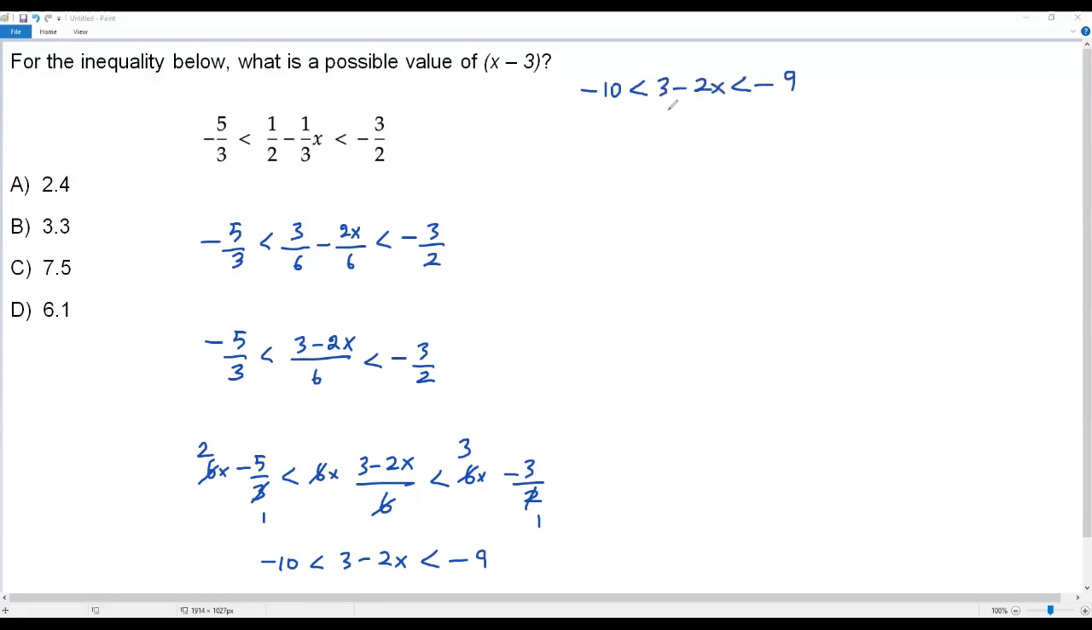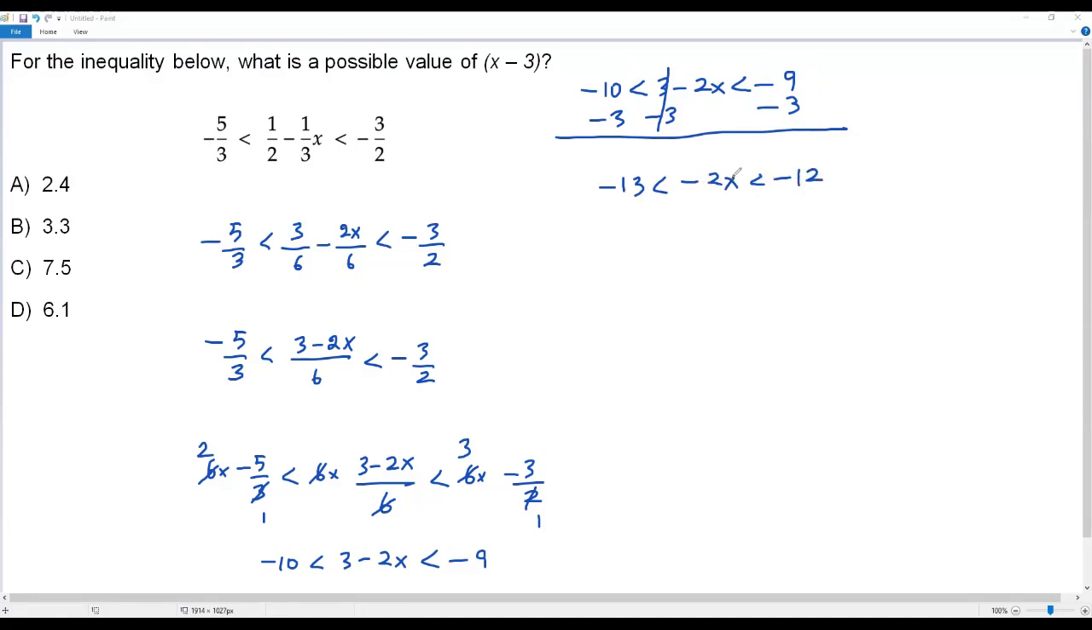Okay, to solve for x, what I need to do is get rid of all the values around the variable x over here. So first, let me get rid of this 3. For that, I have to subtract 3 from all the terms of the inequality. When I do so, this positive 3 and negative 3 will cancel out. When I combine -10 and -3, I'm getting -13, less than -2x, less than. When I combine -9 and -3, I'm getting -12.